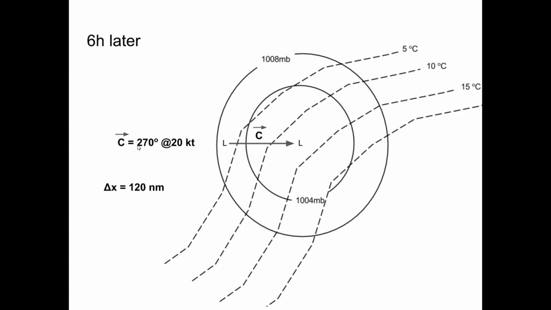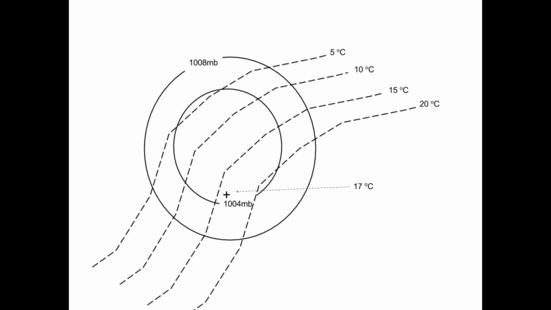And if we were to report that like a wind, we would say the motion is from 270 degrees at 20 knots. Okay, so if it moved 120 nautical miles in 6 hours, then its speed would be 20 knots. And since it's just going directly from west to east, its direction is 270 degrees. So the shape and amplitude of this system didn't change with time, it just moved.